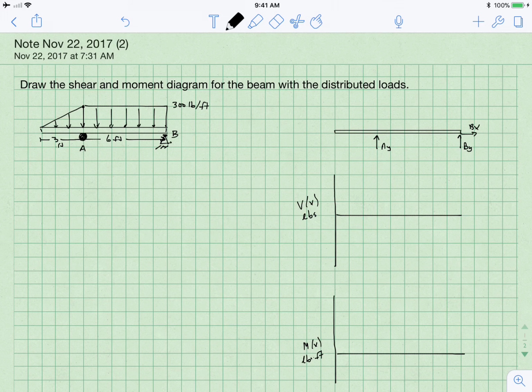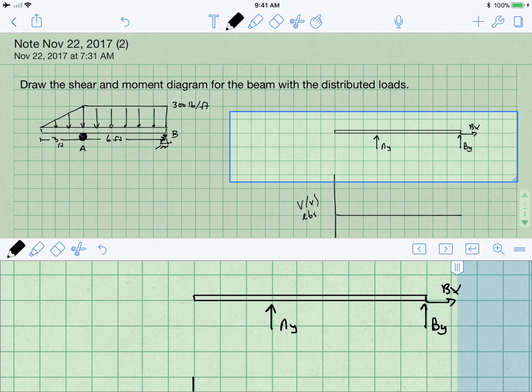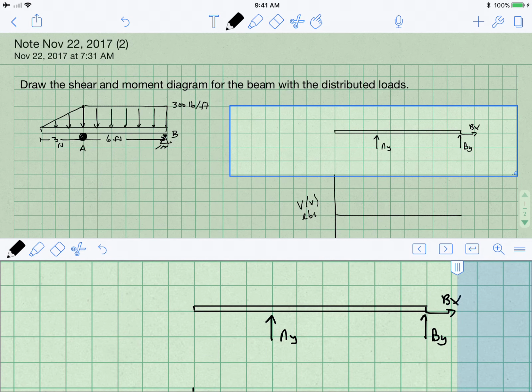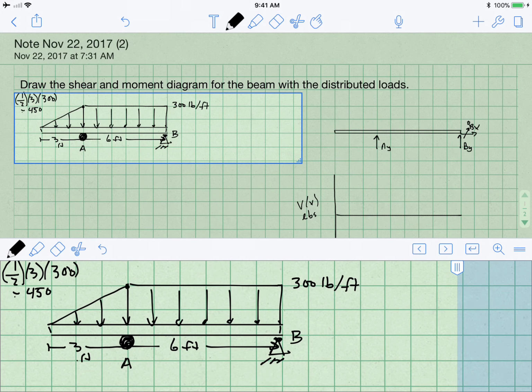So I've drawn a free body diagram over here on the right, and we have a roller at A, so that provides a vertical load. We have a pin at B. There are no horizontal loads, so Bx is going to be 0. And so over here I have a triangle, and the area of the triangle is going to be 1/2 times the base, which is 3, times the height, which is 300. And so that area is going to be 450.